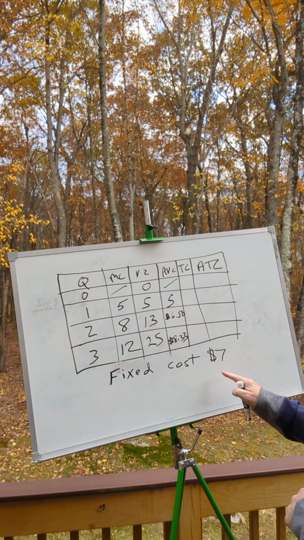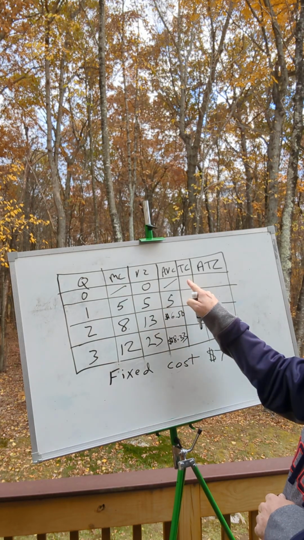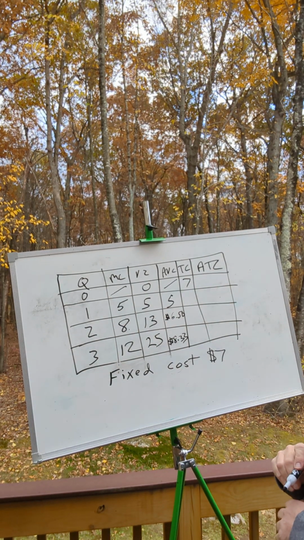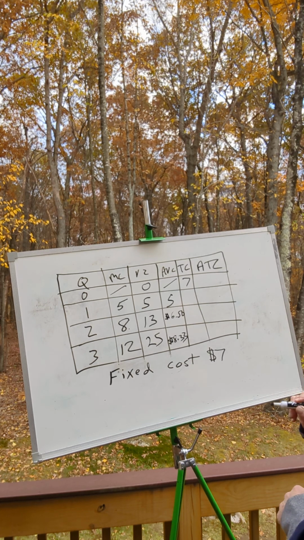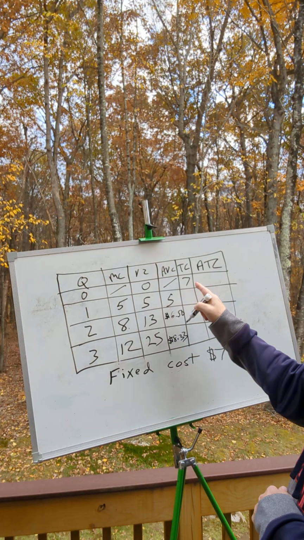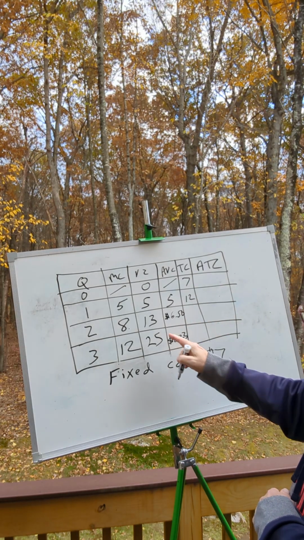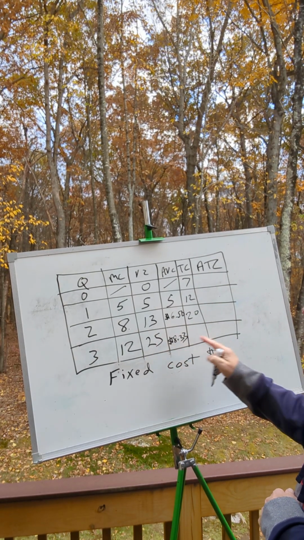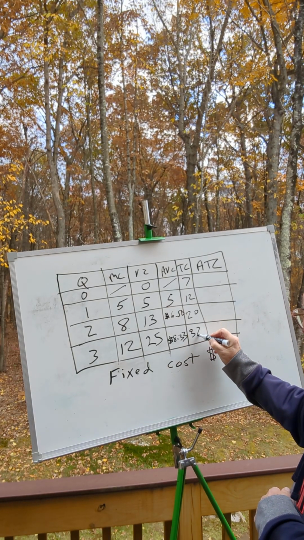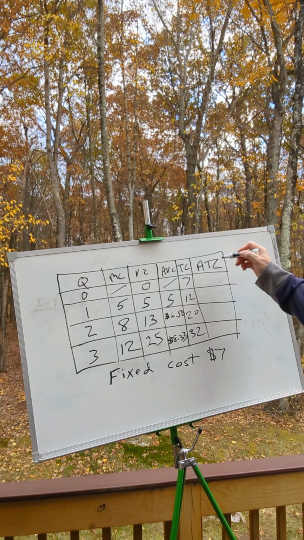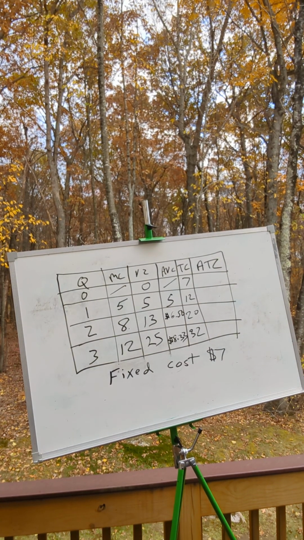Now, I did start off by showing that the fixed cost is $7. So if the fixed cost is $7, we know that total cost at quantity 0 is fixed cost. So we can put the 7 right there. And total cost is just variable cost plus fixed cost. So 5 plus 7 is 12. 13 plus 7 is 20. And 25 plus 7 is 32. So now we have total cost, and then average total cost is just total cost divided by quantity.